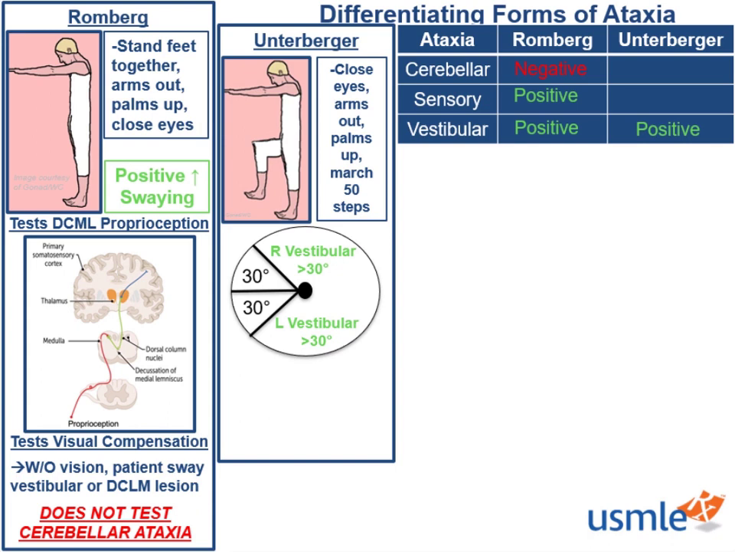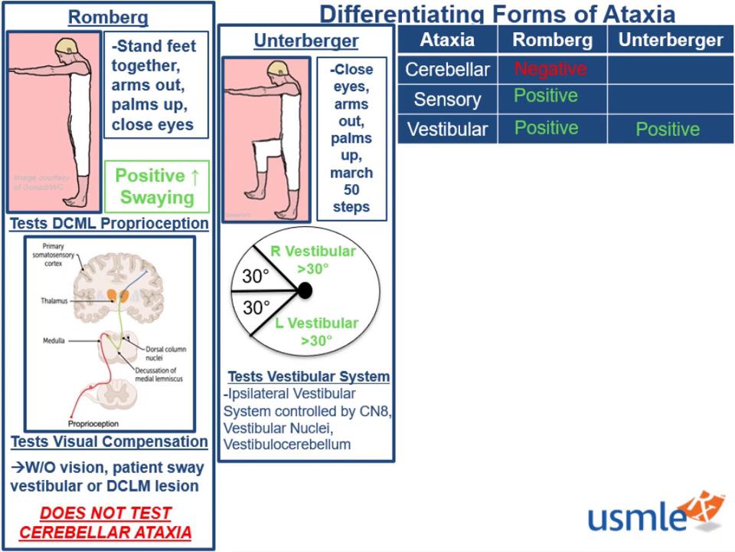With vestibular issues in general, the patient exhibits ipsilateral signs and symptoms. Here, they do not know where their body is in space and start marching in a circle. The vestibular system is composed of cranial nerve 8, vestibular nuclei in the brainstem, and the vestibulocerebellum, the parts of the cerebellum that coordinate the vestibular system. So this finding may indicate a cerebellar ataxia, the Unterberger test's vestibular function. So it is negative in a sensory ataxia.